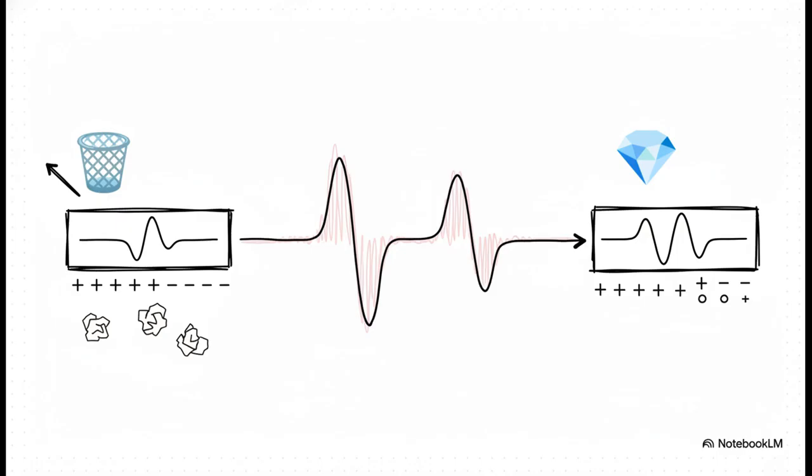But on the right, we have a geometry-preserving method. Here, louder notes, the ones with bigger amplitudes, they actually have a bigger impact on the final numbers. This method respects the shape of that ellipse we discovered.